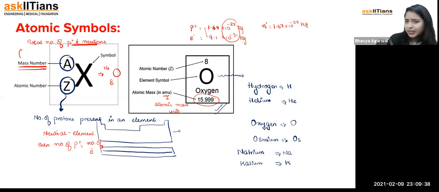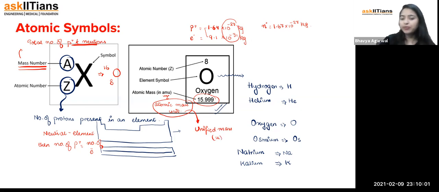Just for your information, the atomic mass unit is a thing of the past now. It's no longer used. We have moved to another unit for mass, and that is the unified mass. So the new unit for the mass of an atom is the unified mass, represented by u. Only u. Right? Are we clear up till here?